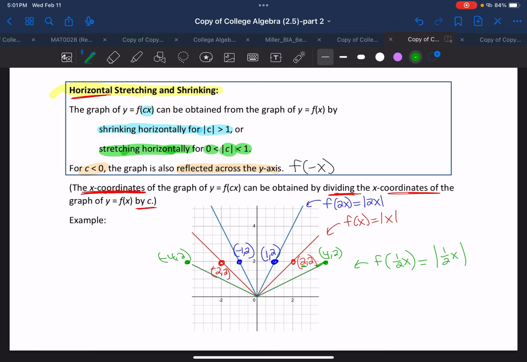Okay, so all of those points I have, they all have the same x value, or I'm sorry, y value, but the x values are changing by dividing the x coordinate by the c, whatever number is being multiplied.